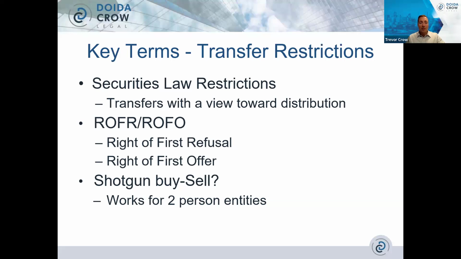There could be other restrictions like securities law restrictions. If you invested in the company, you can't really buy those shares and then sell them to somebody else right away. Usually, there's a restriction that securities laws have. You may have other transfer restrictions or buy-sell provisions like a right of first refusal or right of first offer. With two-person entities, you might have a shotgun buy-sell, which really just says one person names the price and the other person decides whether they're going to sell or buy. And so those are some of the typical transfer provisions or buy-sell provisions you might see in entity documents.